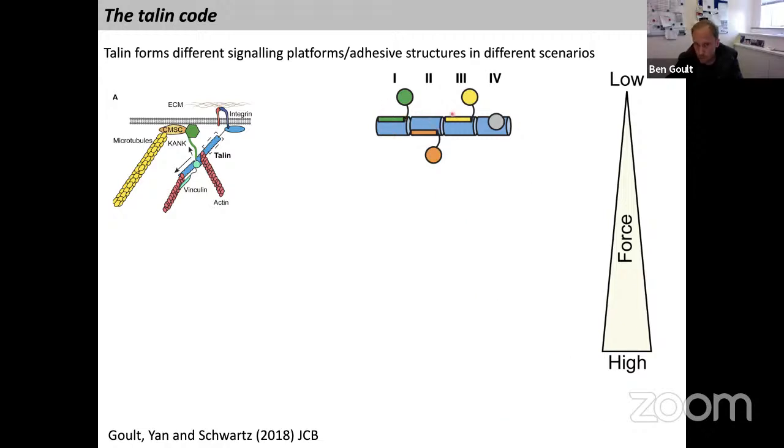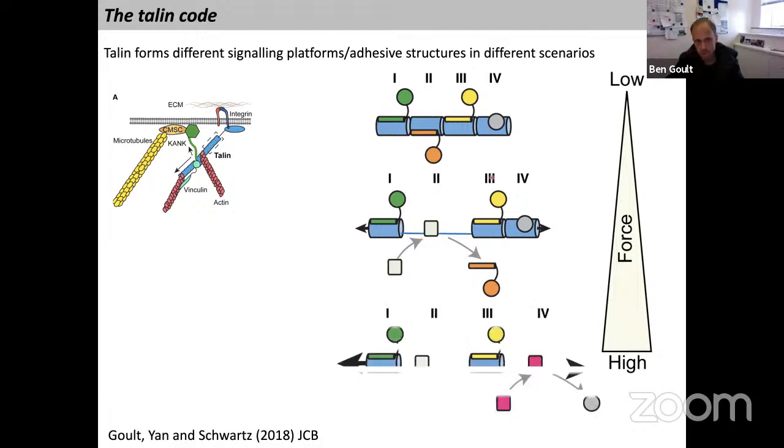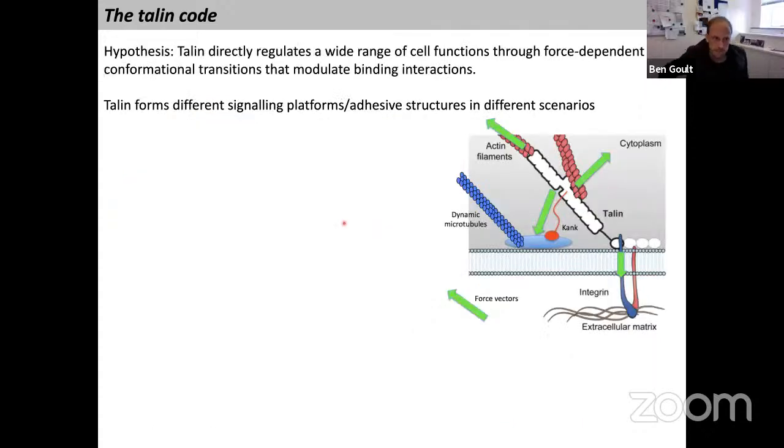And in the default 0 state, they recruit one set of molecules. But as you start to pull on this and as you start to recruit other things, then you change that signaling complex, which is forming on that adhesive structure. And as you pull harder, you change it again. And if you let the force go down a bit, then it will change back, so you're constantly changing the signaling.